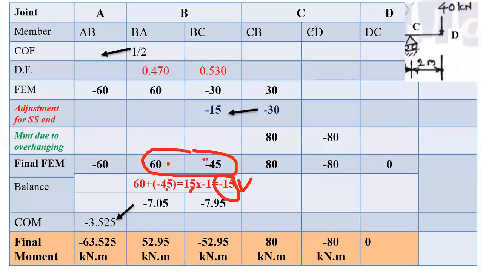How to distribute? With respect to the distribution factor, minus 15 into 0.47, minus 7.05. Again this minus 15 into 0.530 with respect to the distribution factor, that will be minus 7.95. So this is the balance step.